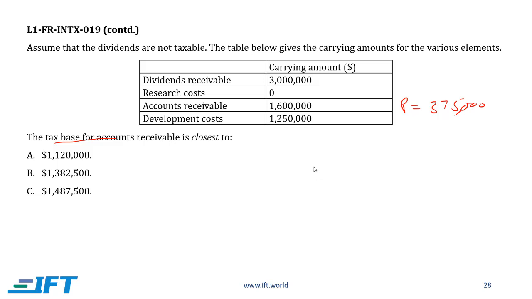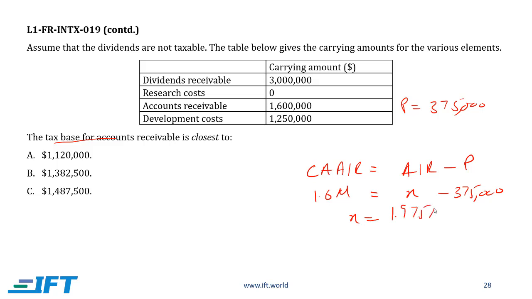So your carrying amount for accounts receivable equals accounts receivable minus what? The provision. What is your carrying amount? It is already given to you, 1.6 million. This is what we need to find. And what's your provision? 375. So X equals 1.975 million. This is your accounts receivable.